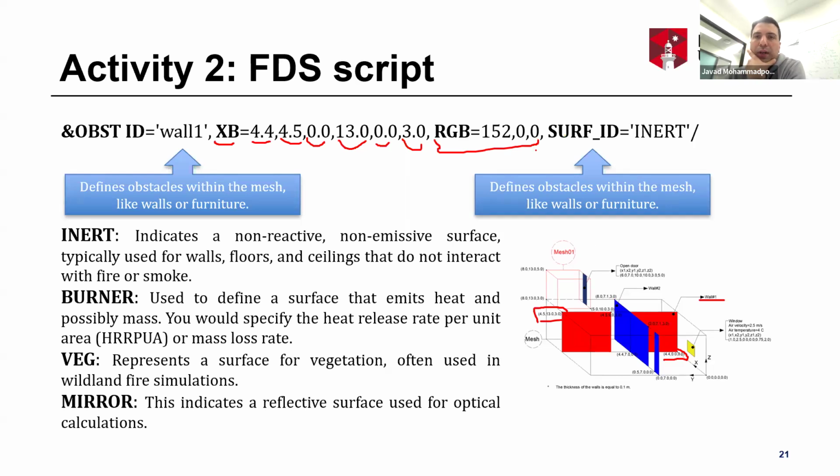You need to define this, and it is new, so you need to know what the surface ID is. It actually represents and defines the obstacle within the mesh. So you need to define the properties and the materials, kind of. Here we have different options. For example, inert indicates a non-reactive, non-emissive surface, typically used for walls, floors, and ceilings. They do not have any interaction with fire or smoke. But we have other types of surface ID that you can use.